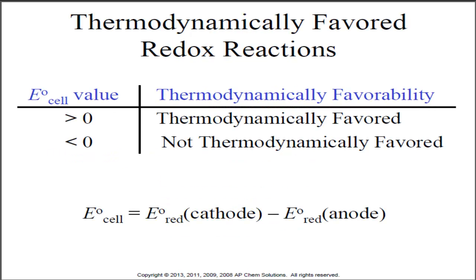Now, we can use our standard reduction potential value to determine if a reaction will be spontaneous or not. Remember, thermodynamically favored means spontaneous. If it is not spontaneous in one direction, it will be spontaneous in the other. So we can look at our reduction at the cathode minus our reduction at the anode. If the value is positive, then it will be spontaneous, and if it is negative, it will not be spontaneous.